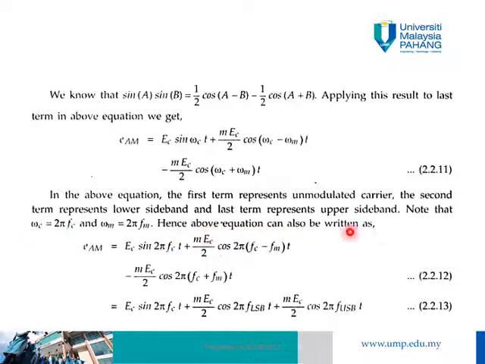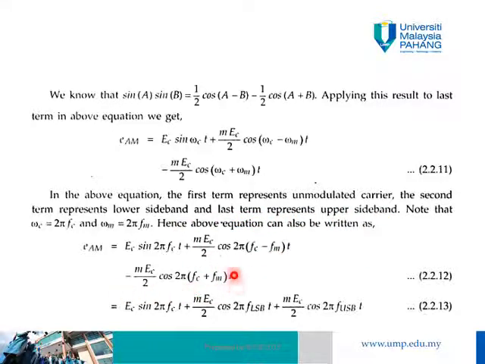Hence, the above equation can also be written as this. So this is the equation for the envelope. We have three parts of the signal. First is the unmodulated carrier signal. Second part is the lower sideband. How do we know that this is the lower sideband? Because the frequency is minus. FC minus FM is the lower sideband, and the last term represents the upper sideband.